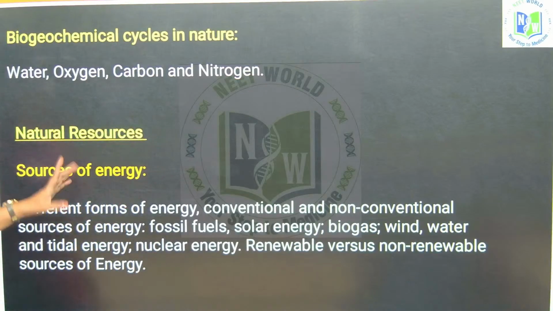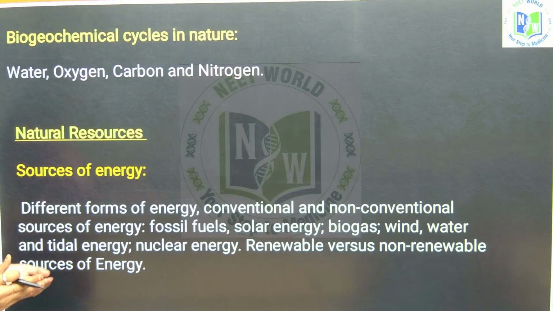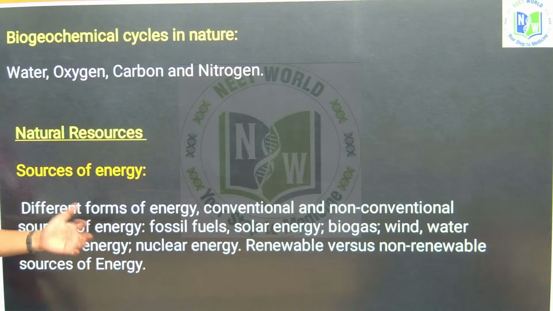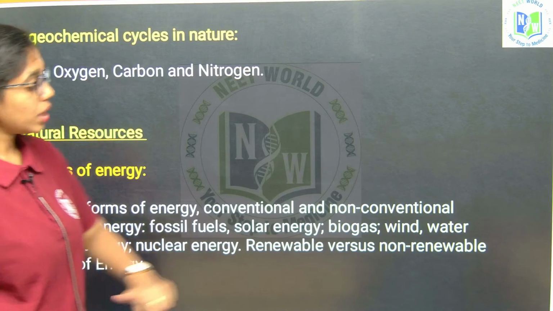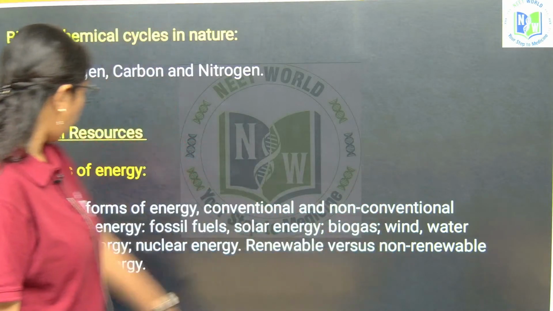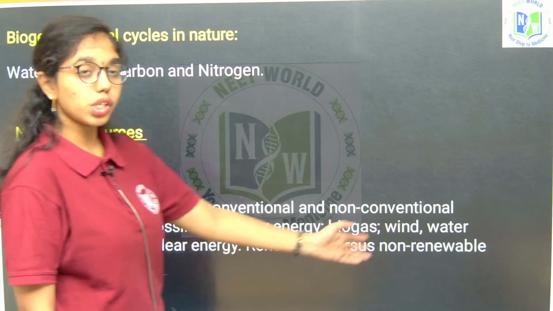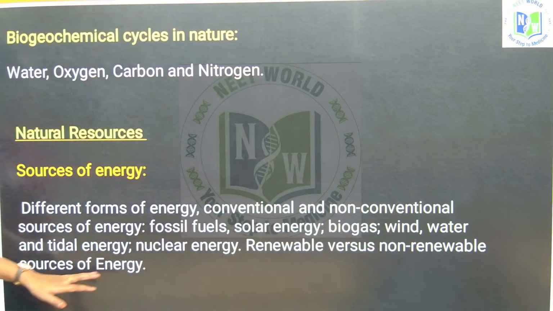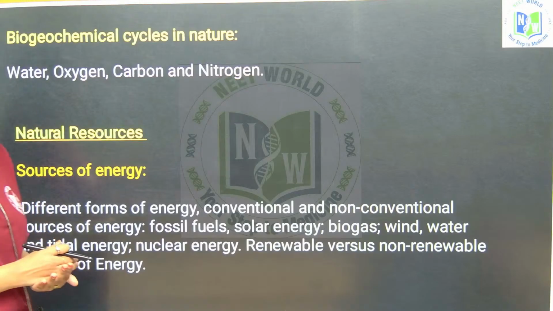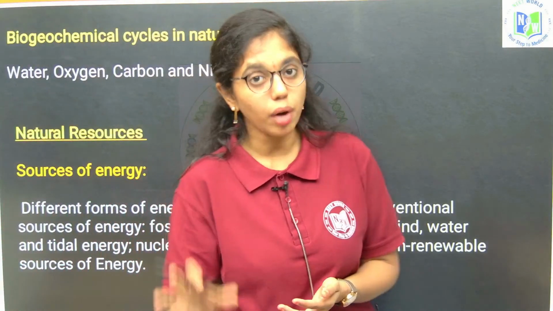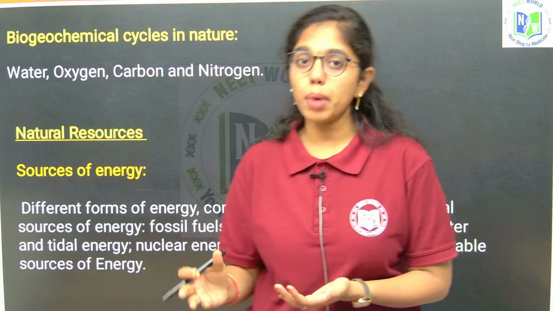Next, natural resources. Sources of energy, different forms of energy, conventional and non-conventional. Sources of energies like fossil fuels, solar energy, biogas, wind, water and tidal energies, nuclear energy, renewable versus non-renewable resources of energy. All these sources of energy should be learnt. I advise you to learn all these memory based concepts in tabulated form or through flowcharts, so that you can memorize them easily.